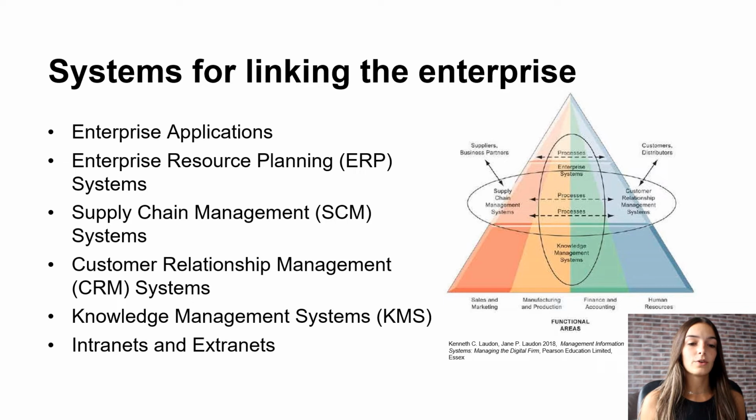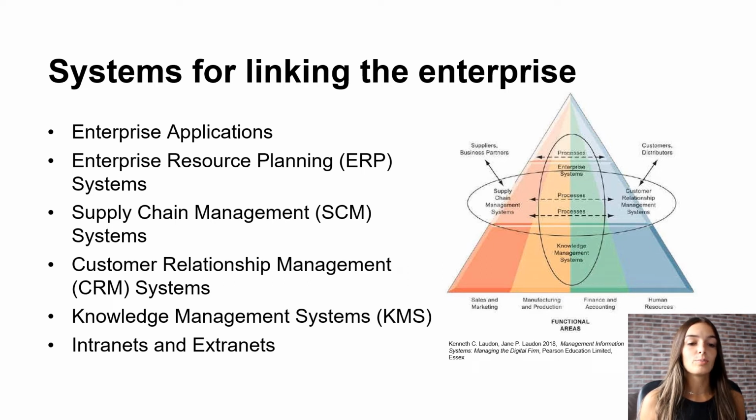Let's talk about four major enterprise applications. Enterprise resource planning systems integrate all business processes into a single software system. Information is stored in a single comprehensive data repository where it can be used by many different parts of the business. Supply chain management systems help to manage relationships with suppliers. These systems raise efficiency by sharing information about orders, production, inventory, deliveries, and services.